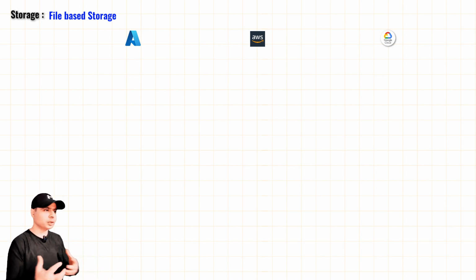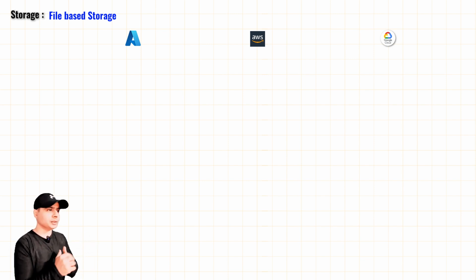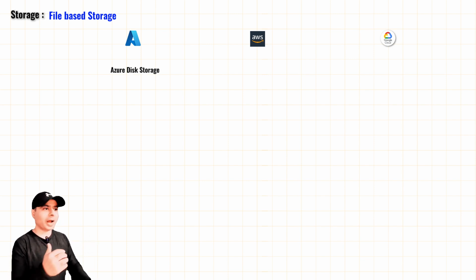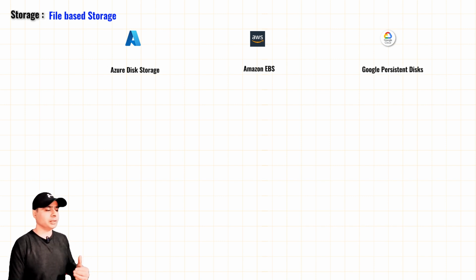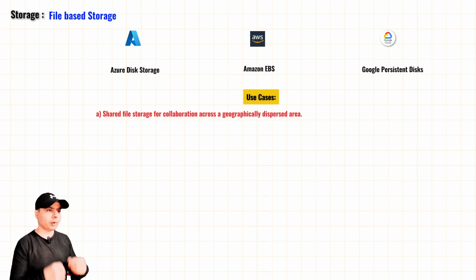So file-based storage, my friends, you can really mount these services as a network drive. And from the Azure side, we have Azure Files, and from Amazon, we have Amazon EFS. From Google GCP, we have Filestore. Use cases are that you can use these file-based services for shared file storage for collaboration across geographically distributed or diverse areas.